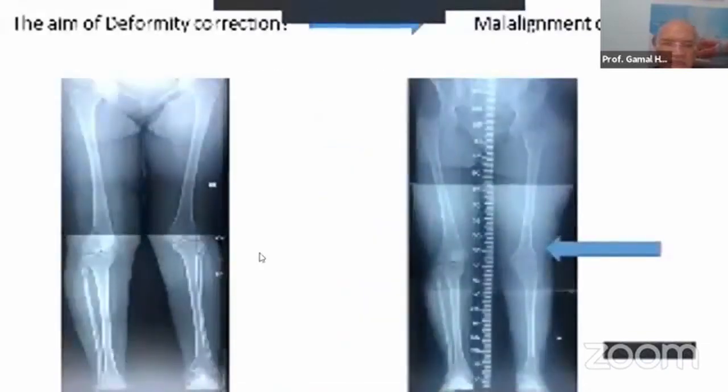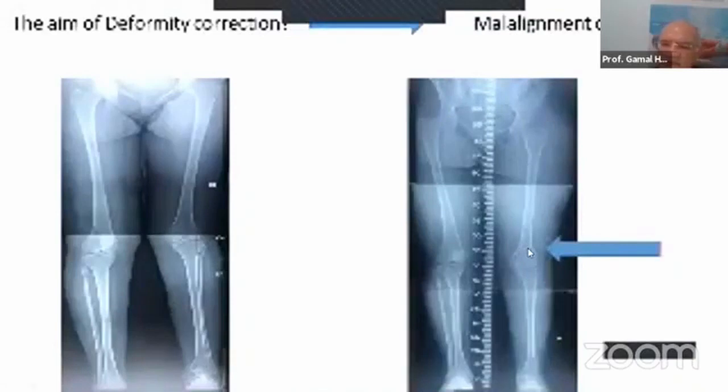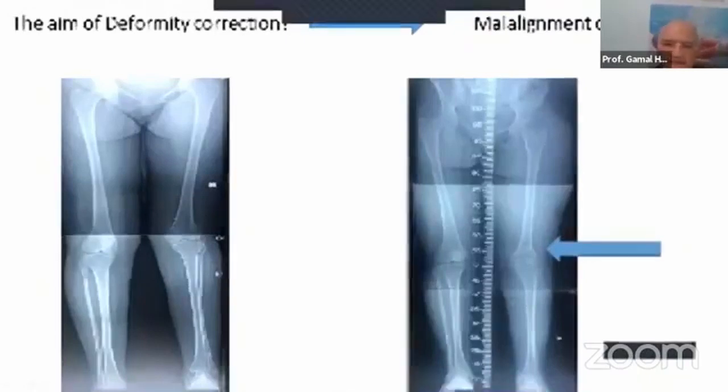So if this is just a malalignment correction, look at this patient with a valgus deformity who had a supracondylar femoral osteotomy, and we corrected the mechanical axis. It's not just like this.